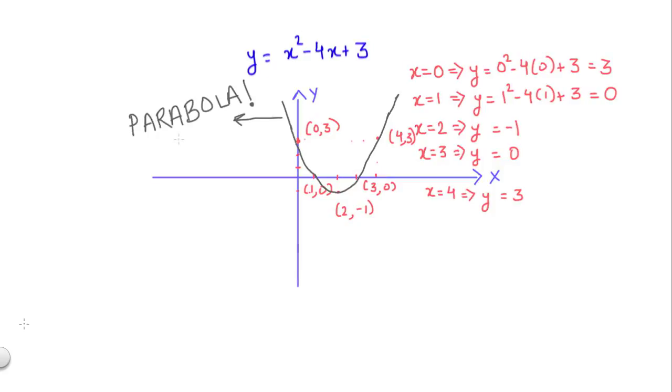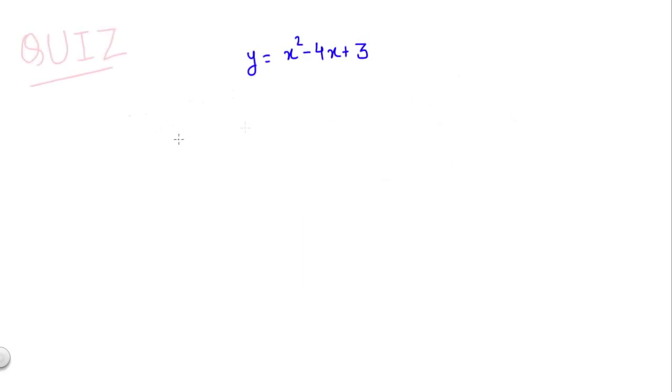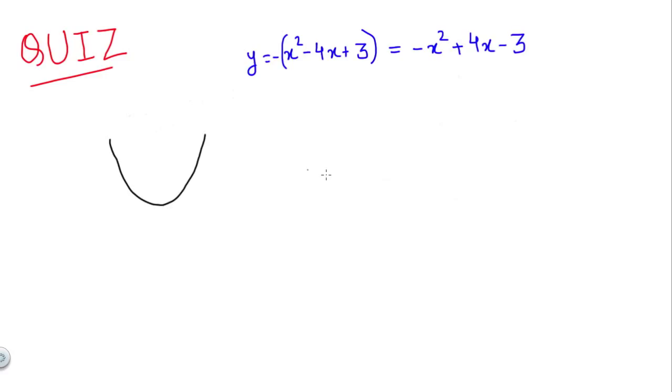But before we do that, let's have a quiz. If instead of the equation y equals x square minus 4x plus 3, my equation was y equals minus of (x square minus 4x plus 3), which is nothing but minus x square plus 4x minus 3, what do you think the shape of the curve would be? Would it be a normal parabola as we saw earlier? Or would it be an inverted parabola?